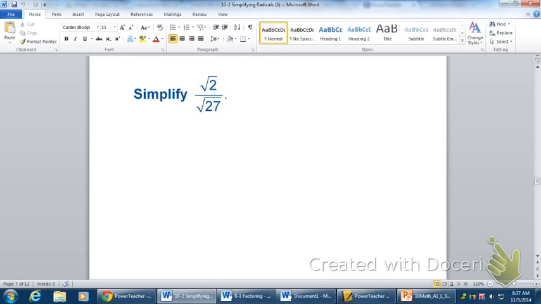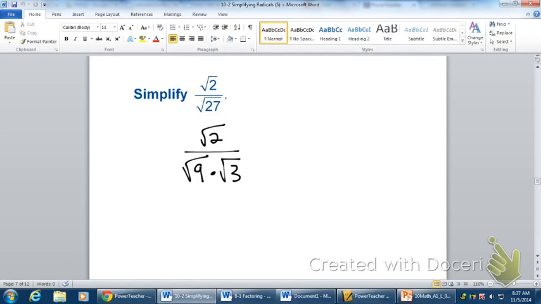let's simplify this out. Can we simplify the square root of 2? No, so that's just going to stay the same. Okay? Now, is there a perfect square that can go into 27? What is that perfect square? 9. And how many times does it go into it? Okay? So we talked about 9 being a perfect square that can go into 27, and it goes into it 3 times. So I've got the square root of 9 times the square root of 3.